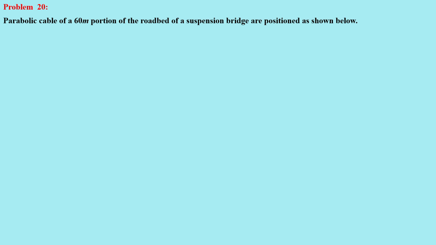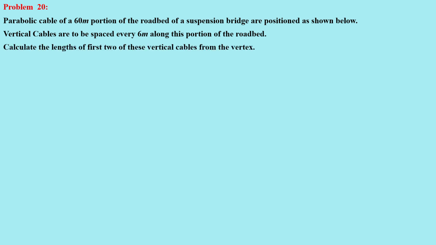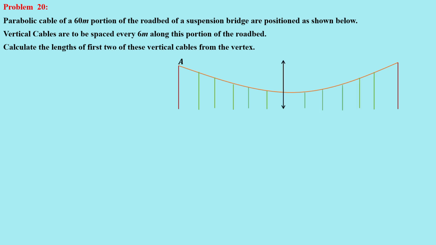Parabolic cable of a 60-meter portion of the roadbed of a suspension bridge are positioned as shown below. Vertical cables are to be spaced every 6 meters along this portion of the roadbed. Calculate the length of the first two of these vertical cables from the vertex. So this is the given bridge.